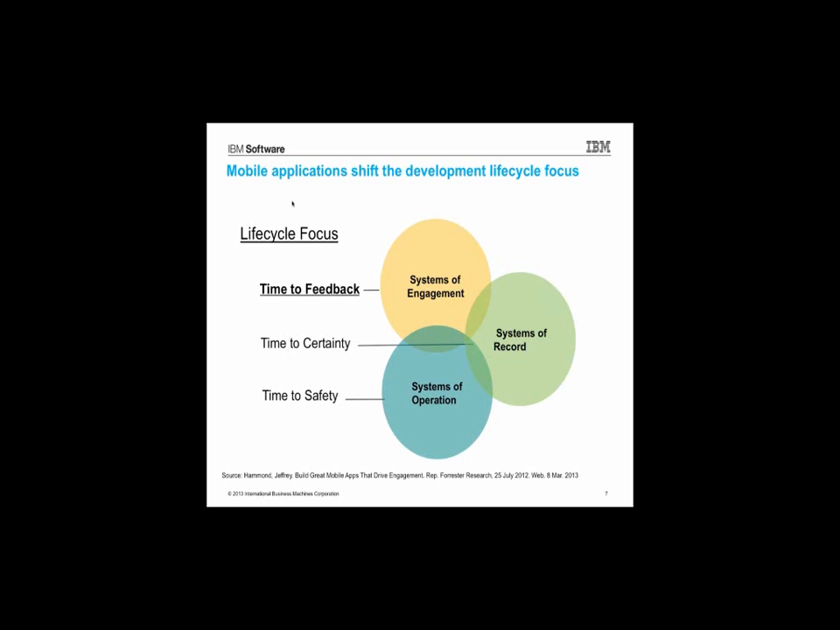Systems of record is sort of what a lot of IT developers deal with traditionally. It's building the customer relationship management system, the billing system, all of those data-centric back office capabilities that we're all familiar with. And the lifecycle focus there is time to certainty. Is the data there? Is it correct? Is it accessible? Is it secure? Is it organized well? That's kind of what you're focused on there.